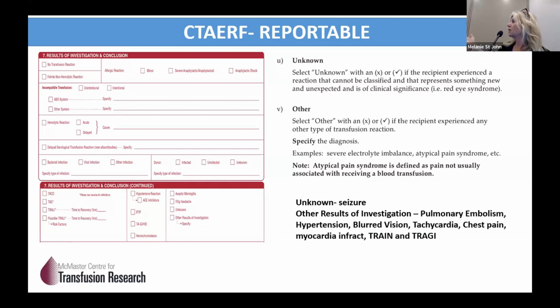So we get something like seizures. We also get a lot of reactions as other that can fit in a box. So we will review them and try to categorize them. And with other results, we get pulmonary embolism, hypertension, blurred vision, tachycardia, chest pain, a lot of just what the main symptom was, not necessarily an end diagnosis.